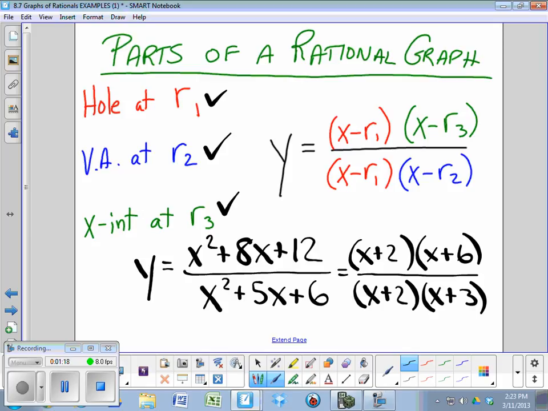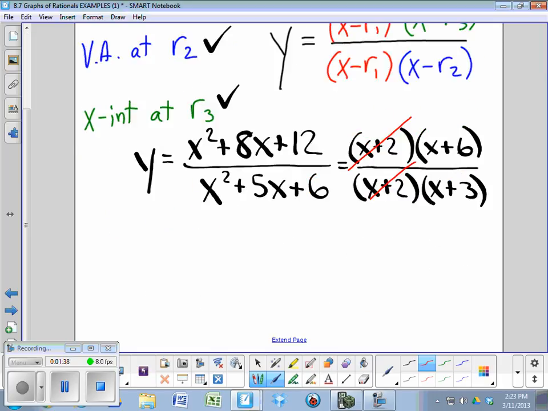So will this function have all three features? In the example up here in red, green, and blue? Yes. What is most like red? Or what matches the red? Where will the hole be? At -2 because of the fact that the x plus 2's cancel. So we know that there will be a hole in the graph when x is -2.